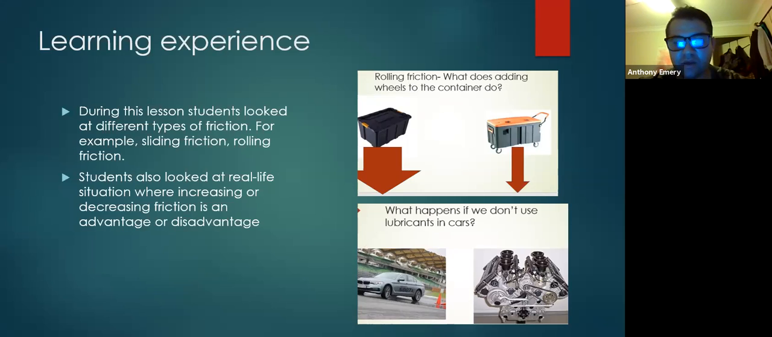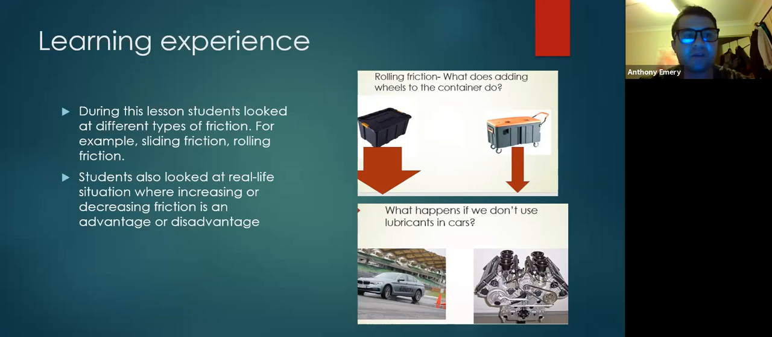They also looked at how lubricants in cars are used to reduce friction, and how rubbing heat can actually be a disadvantage. They looked at disadvantages and advantages of increasing and decreasing friction. So in a car, decreasing friction is required, otherwise too much heat will be built up in the engine, too much friction.